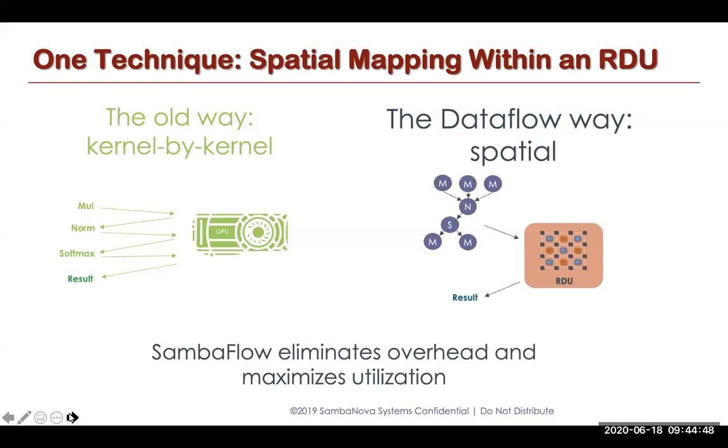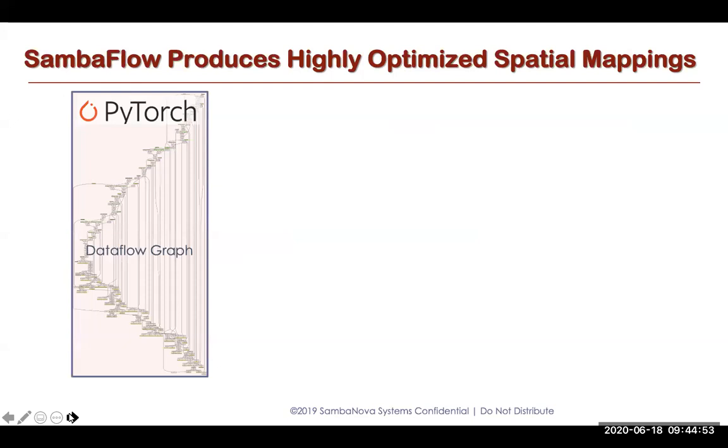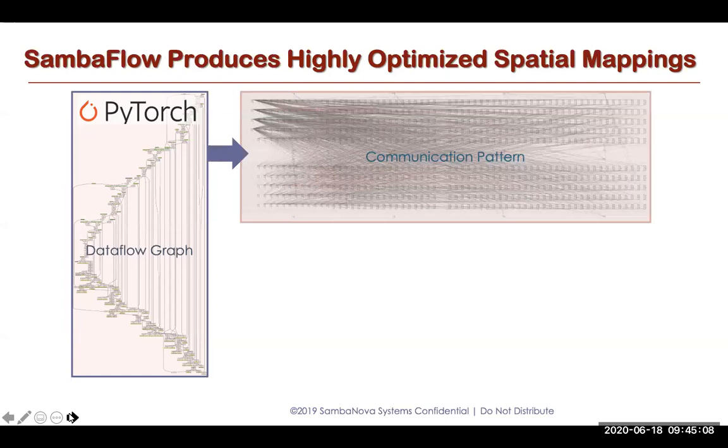So as an example of how we generate these optimized spatial mappings with our software environment that we call SambaFlow, we could take a PyTorch representation of the ML algorithm, which will give you a data flow graph. And if you were to just map this graph naively, you would see communication going all over the place. And of course, if your communication is going to off-chip memory, you don't care, because you're going to pay that cost to go and pick that data up in the off-chip memory, and you don't care where those addresses necessarily are coming from.